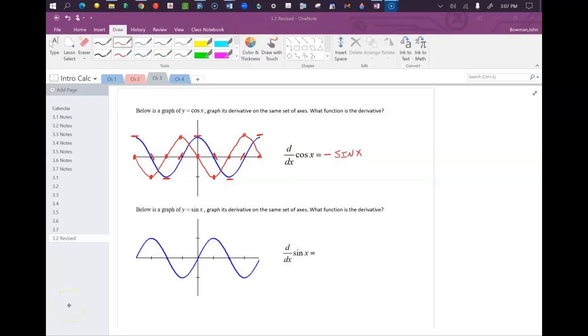So we're going to approach this one the same way, the derivative of the sine function. So we're going to draw the slopes in, positive, 0, negative, 0, positive, 0, negative, 0, positive. And then we connect the dots, and when we connect the dots, we see another sinusoidal function emerging, and the derivative of the sine function is actually the cosine function. The derivative of the sine is the cosine, but the derivative of the cosine is the opposite of the sine.